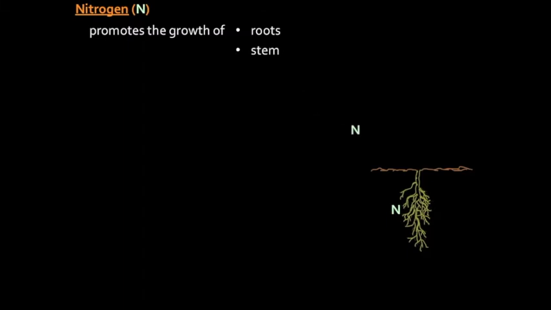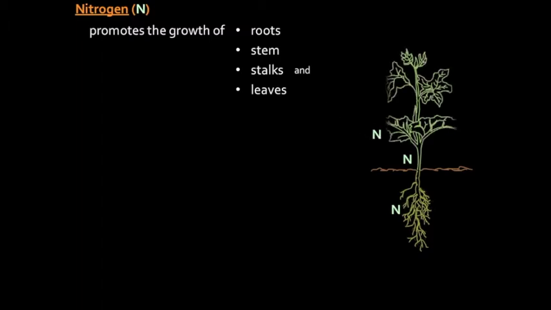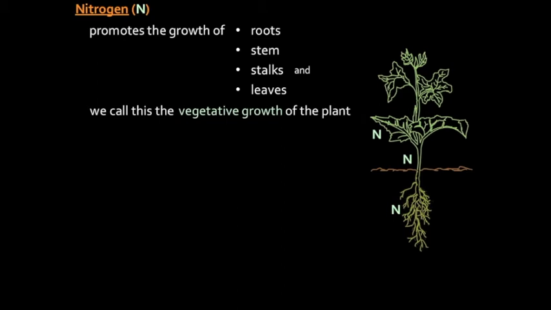Nitrogen promotes the growth of roots, stem, stalks, and leaves. We call this the vegetative growth of the plant.